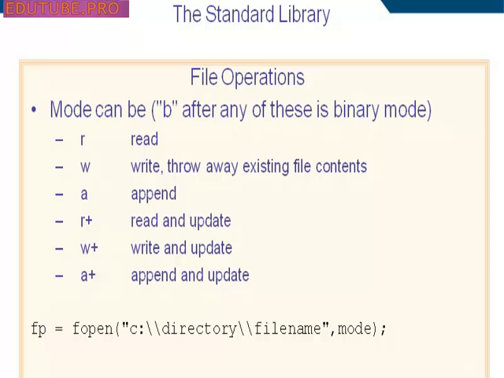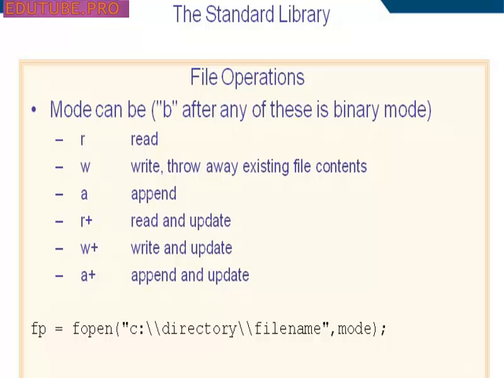Read and update, r+, allows you to read and write the file, to make changes within the file. Not only just append to the end of the file, but to change things in the middle of the file. Write and update, w+, is pretty much the same thing, gives you read and write capability with update. And append and update sets you at the end of the file and prepares you to update the file in a+.